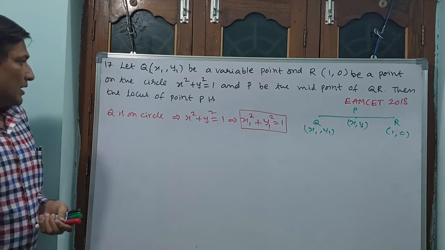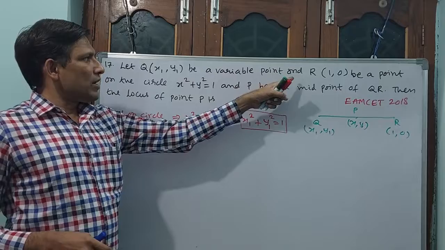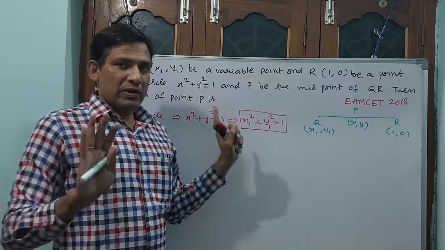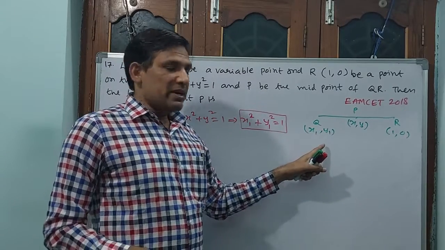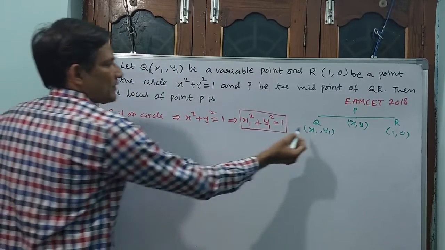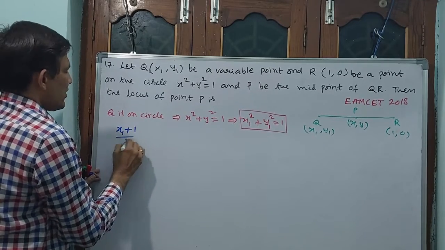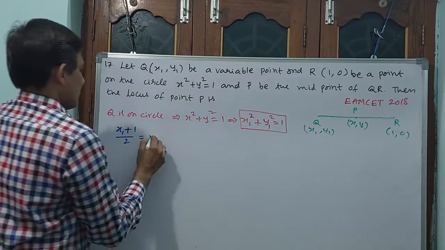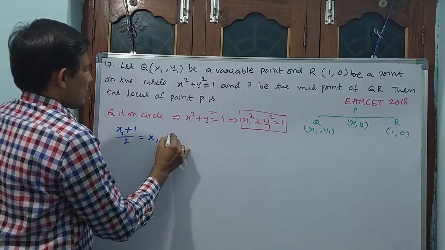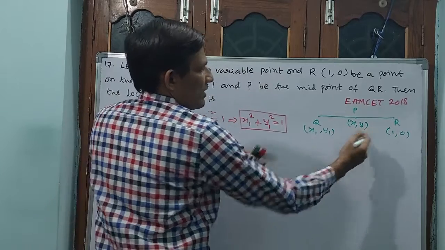Now come back again. See, this is one equation. Why? Because P, Q and R are on the circle, but I have taken Q and substituted: x1 square plus y1 square is equal to 1. Now you see, they have already mentioned P is the midpoint of QR. Midpoint of QR means x1 plus 1 by 2 is equal to x, because P is the midpoint, comma, y1 plus 0 by 2 is equal to y. Exactly the midpoint.